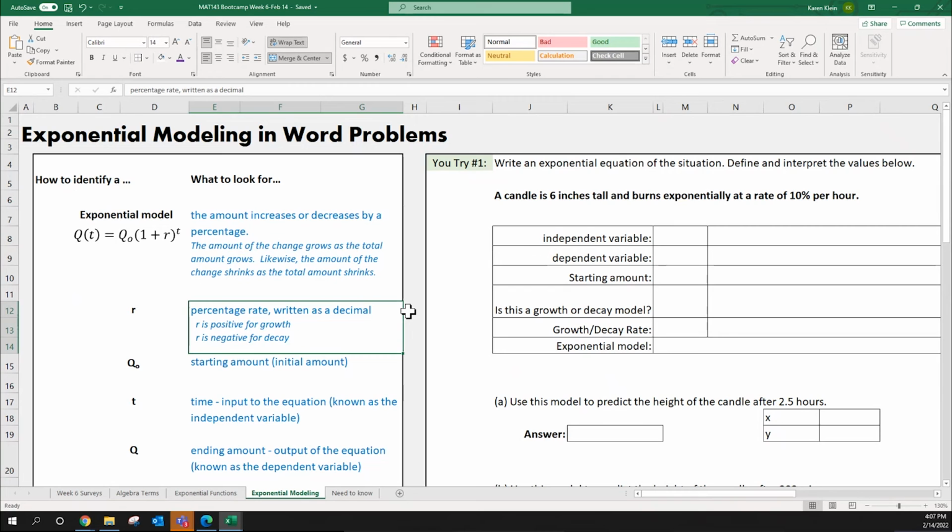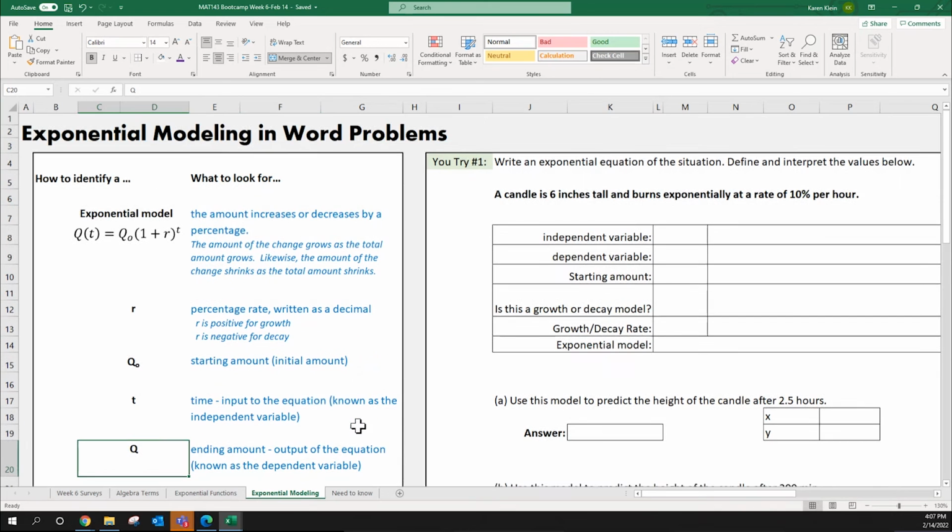So basically, time is what we're going to be using going into these functions, and then we're going to have some sort of output coming out of that function. In this case, the output's going to be Q. So we have our independent variable, which is going to be T. Our dependent variable is known as Q.